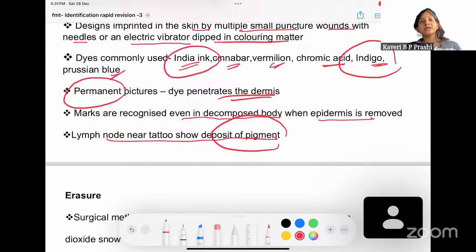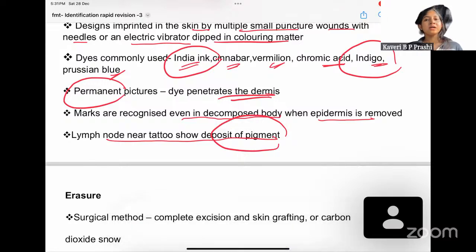What is indigo? India was very famous for growing indigo, and the British would export indigo like anything. So indigo is blue in color. Remember one more pigment which is blue in color, Prussian blue. So all these have to do something with blue. Then we have vermilion, which is red in color, then we have cinnabar and chromic acid.